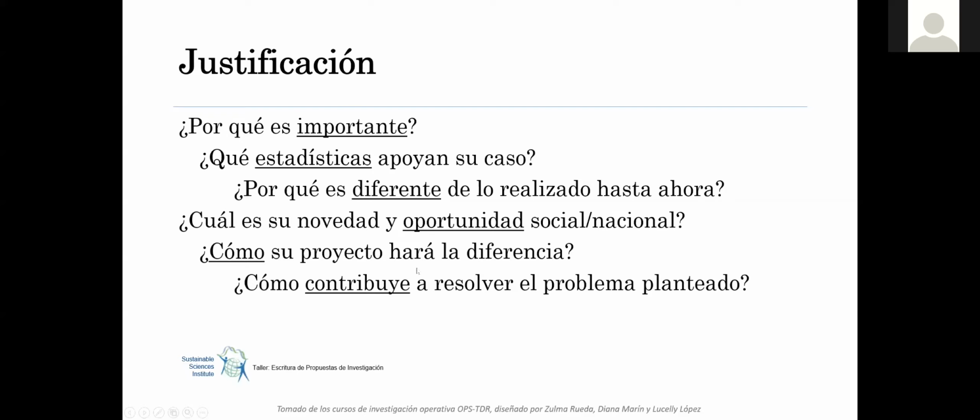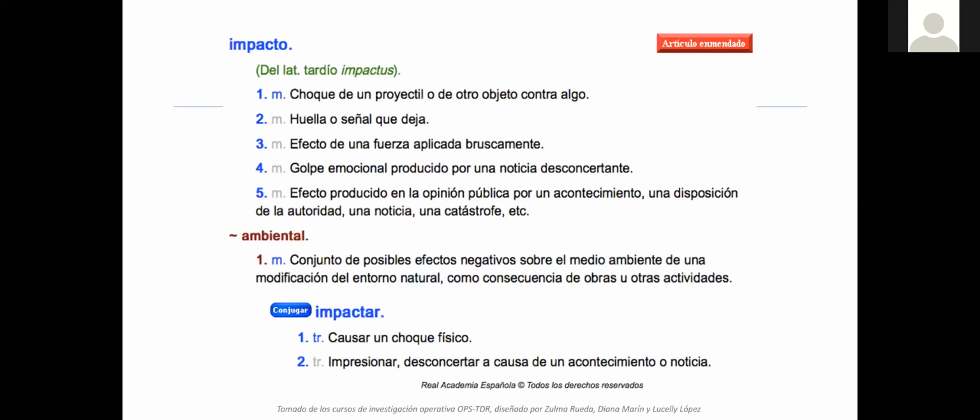So how in our methods is our proposal making a difference, and how will it contribute to solve or improve the understanding of the problem that is being posed based on a question or a theoretical progress that supports our research.